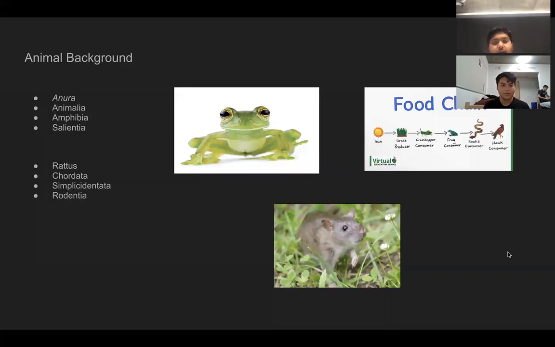So the animal background. The scientific name for a frog is Anura. Its phylum is Chordata. It's in the Animalia kingdom, so that pretty much means it can be found anywhere in the animal kingdom. Its type is Amphibia, so that means amphibian. Frogs are closely related to toads. Some people get that mixed up sometimes. Its niche is called Salientia. Now, the rat, its scientific name is Rattus. Its phylum is Chordata. Its type is Rodentia, and its niche is Cypridentia.